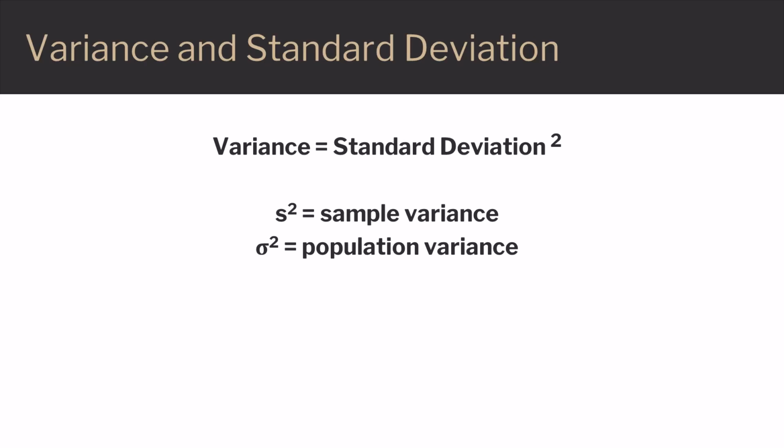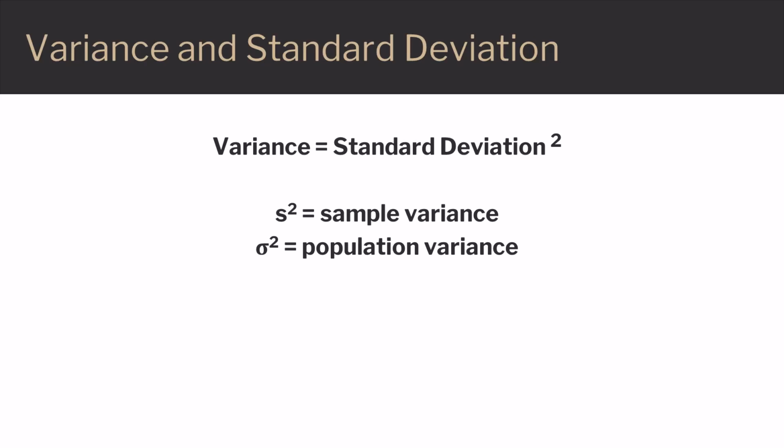We use the lowercase letter s to indicate the sample standard deviation. If we raise s to the second power, or lowercase s squared, that is the sample variance. For the population standard deviation, we use the lowercase Greek letter sigma. Square that, and it gives us the population variance.